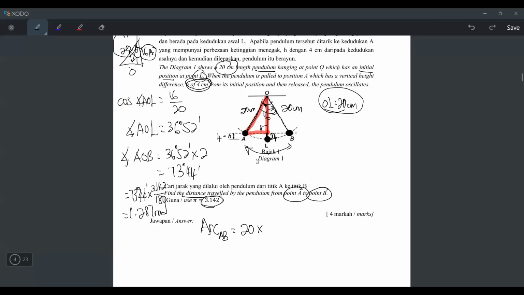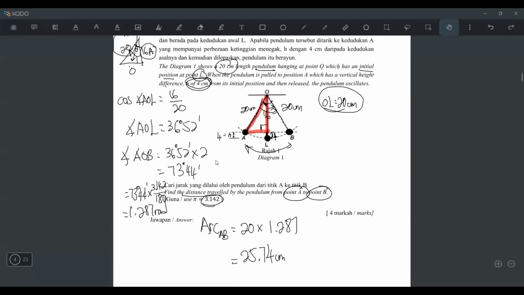So the length of arc AB will be what? 20 times 1.287. Press this and you get the answer. Okay, I got 25.74. So 25.74 centimeters. Okay, that's how you do question 2.